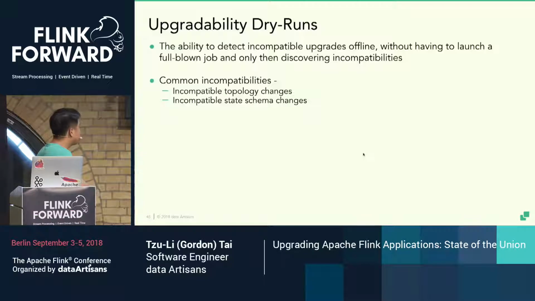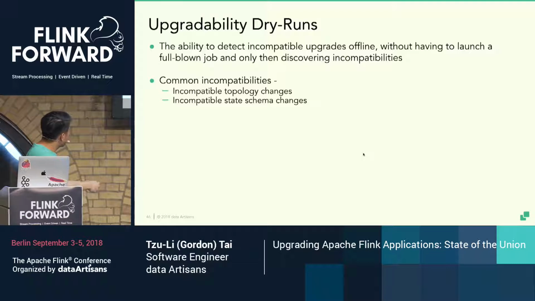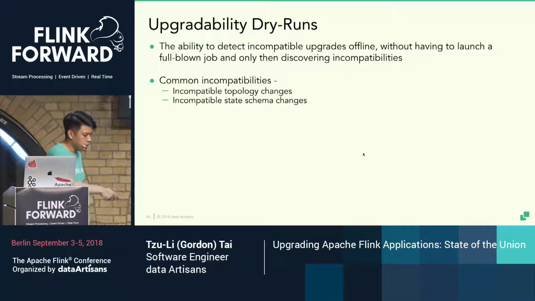Upgradability dry-runs. What this is about is the ability to detect incompatible upgrades offline. Common incompatibilities would be, I messed my topology up. Well, you can't really mess it up too much unless you change the key partitioning or completely change the ordering of two operators, but sometimes you still might bump into this. And incompatible state schema changes would also most likely be unintended if you don't want to perform some state migration, and you would want to know about this.